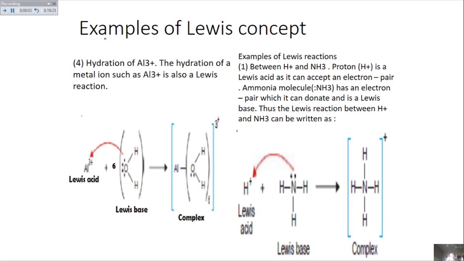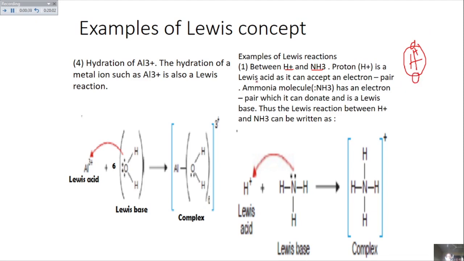Now, let me quickly explain the examples of Lewis concepts. Examples of Lewis reaction. Number 1, between hydrogen ion and ammonia. A proton, which is hydrogen plus, is a Lewis acid as it can accept an electron pair. I told you this, hydrogen plus is like this. In these orbitals, there is no electron. Therefore, it can accept 2 electrons.